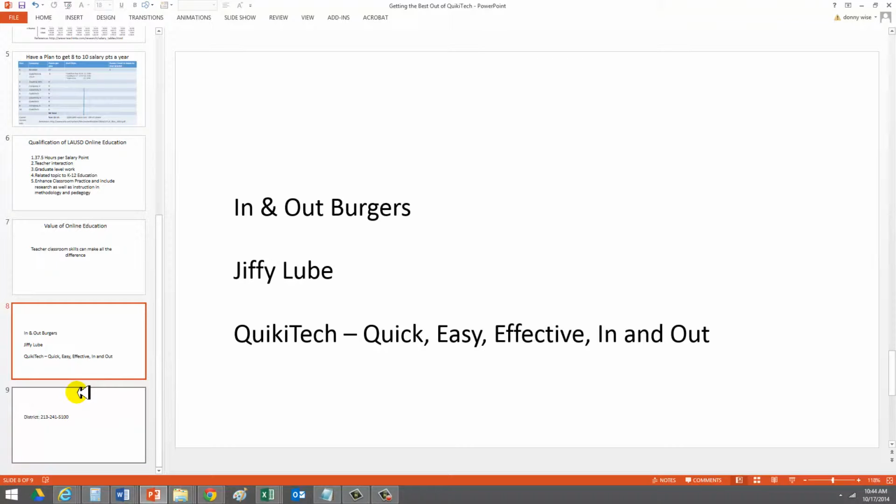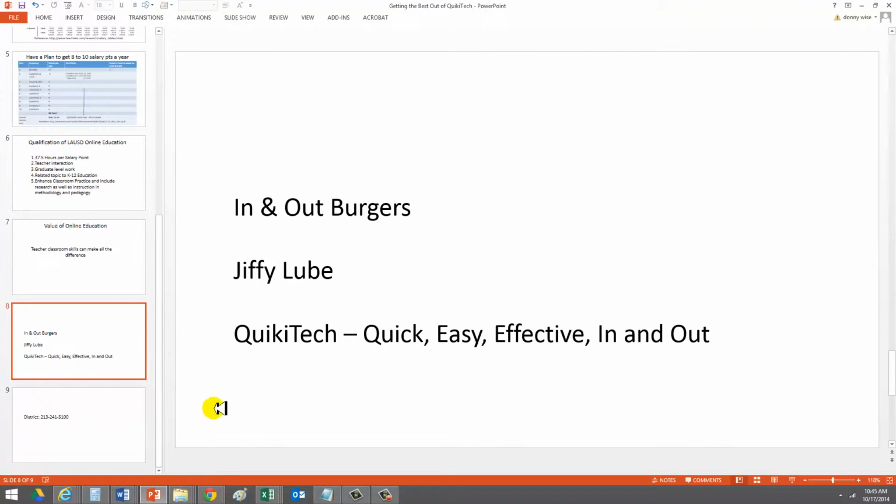For In-N-Out, you want a burger. You know they have the drive-thru. You grab your burger. You're in and you're out. For Jiffy Lube, for $19.95, you can go ahead and pull your car up, and within 1 hour, they'll change your oil and you can drive off.